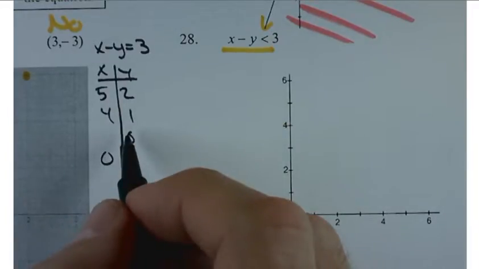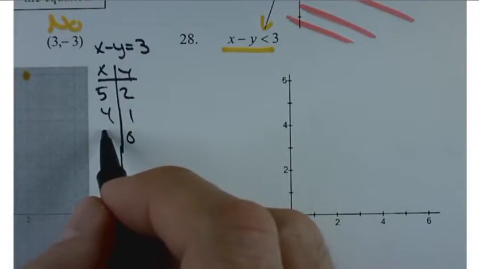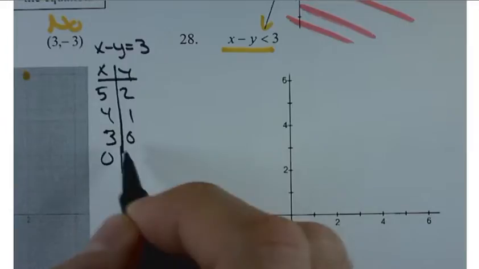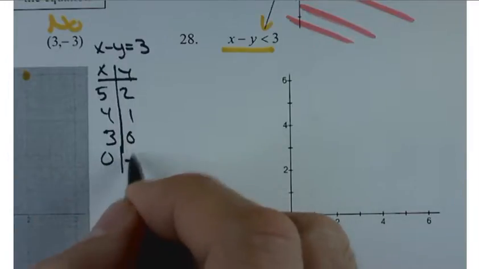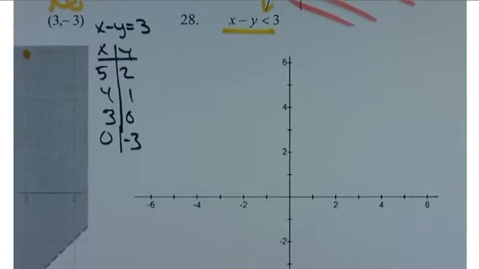If y equals 0, what does x equal? Can anyone tell? 3. And if x equals 0, y is negative 3. So let's check out all those points. By the way, I do have rulers here. At least some. It seems like my supply of rulers is dwindling. So it's probably a good day to have a ruler.